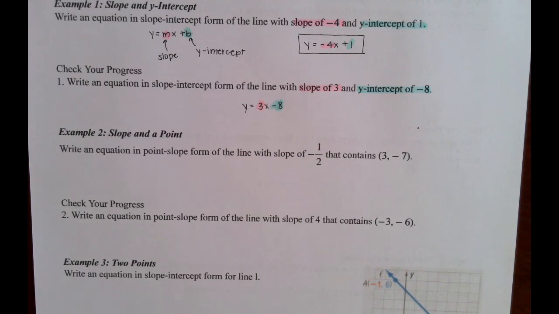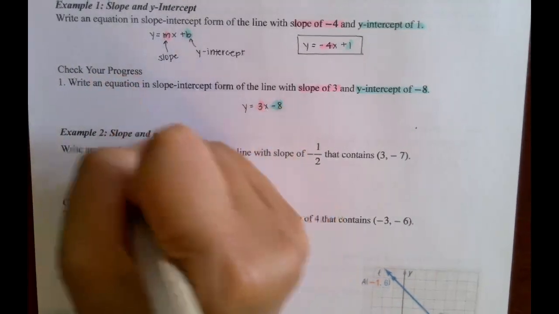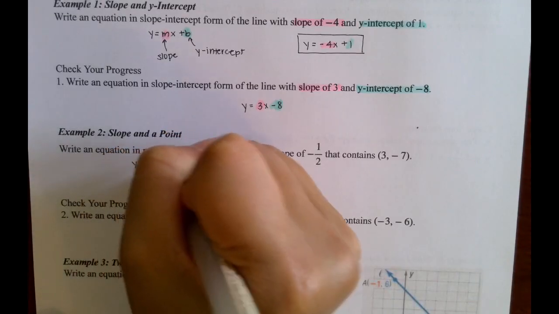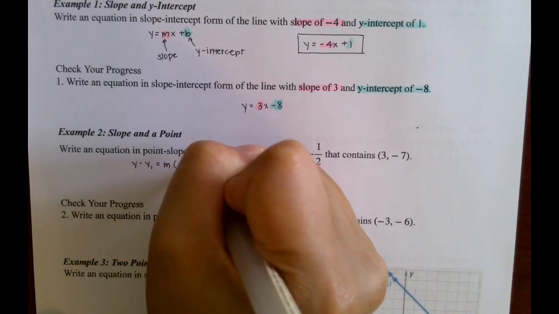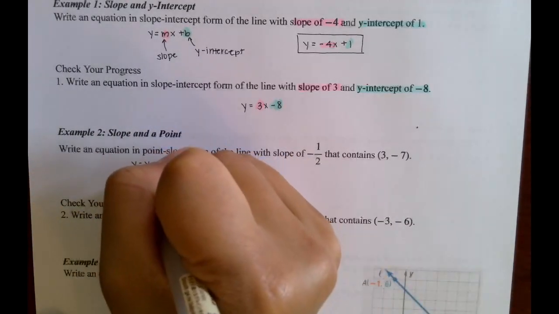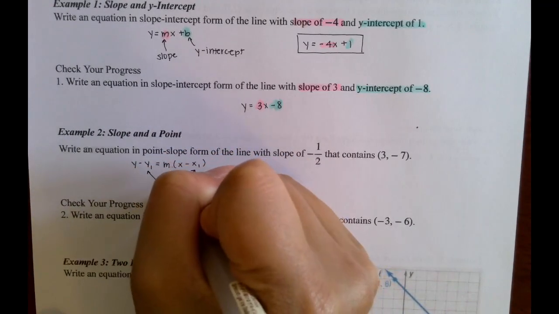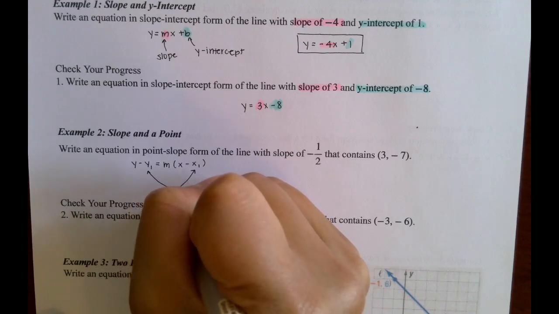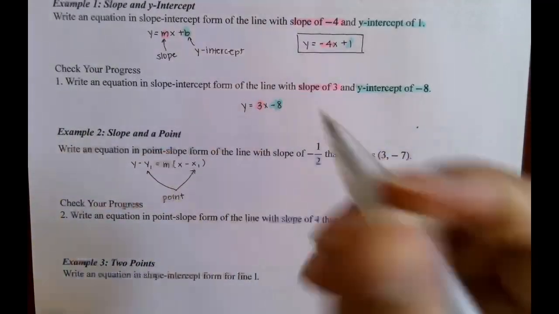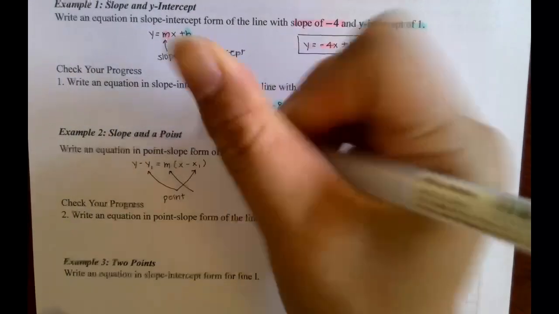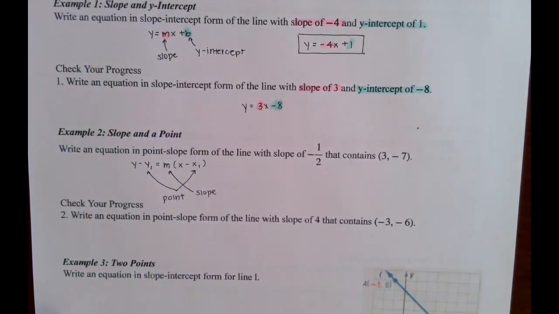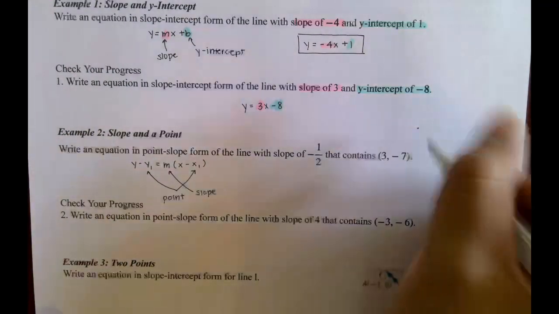Okay, so point slope form might be new to you. This is point slope form. y minus y sub 1 equals m times x minus x sub 1. The reason why it's called point slope form is because it gives us a point. This is the point on the line. It would be plugged in the x sub 1 and the y sub 1 spot. And then it also gives us the slope. And so that's why it's called point slope form. Okay, so that's what we're going to do.